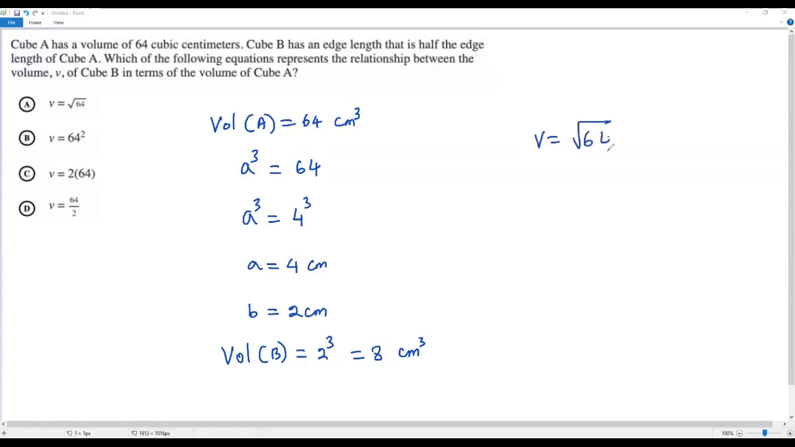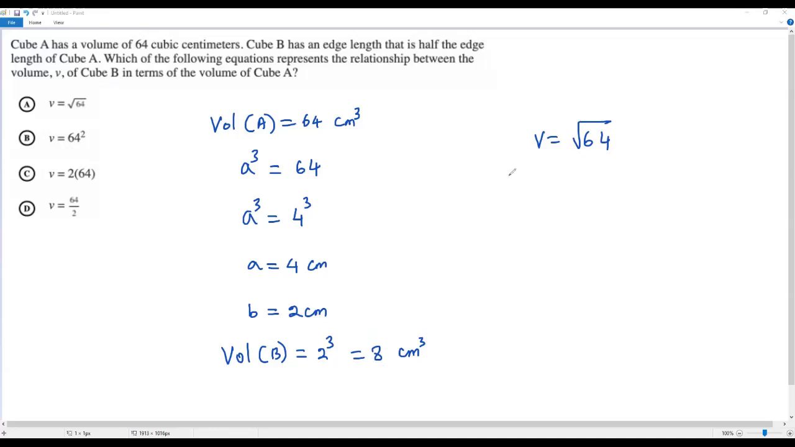In each option, the volume of cube B is expressed in terms of the volume of cube A, that is here 64, 64, 64, 64. But we have to find the option where we get this value 8, because in all the options we have the volume for cube B. So if you have the volume for cube B, it has to give the value of 8.